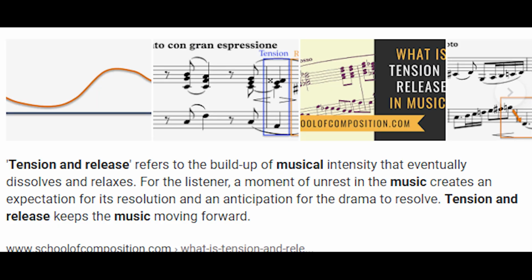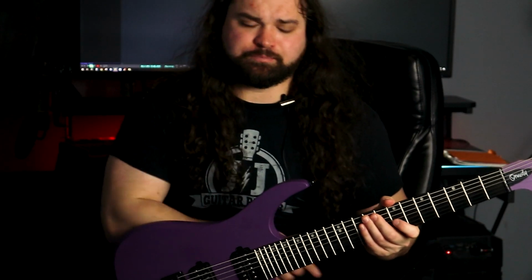Musical tension is the buildup of musical intensity that eventually dissolves and relaxes. For the listener, a moment of unrest in the music creates an expectation for its resolution and an anticipation for the drama to resolve. Tension and release keeps the music moving forward. All right, so this seems pretty straightforward.